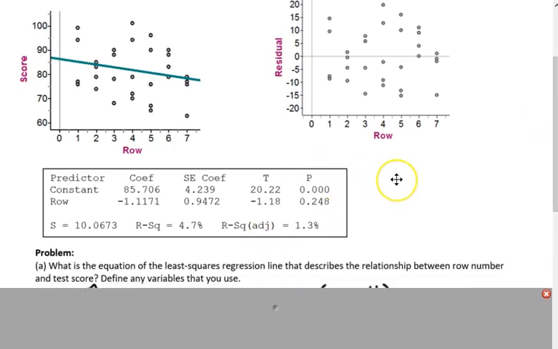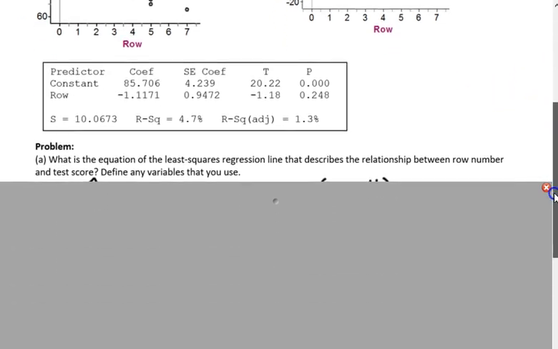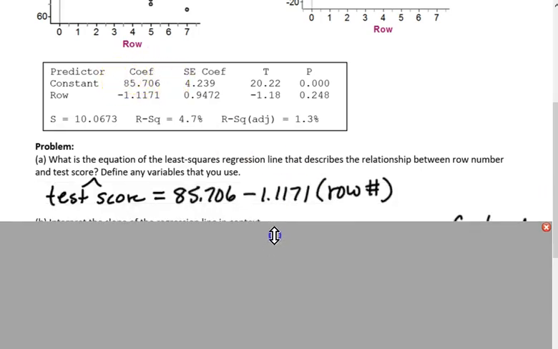First of all, what is the equation of the least squares regression line? Looking at the data, remember, row number would be our x value. This would be the slope because that's next to x. The constant then would tell us our y-intercept. So we would have test score hat, the predicted test score, is 85.706 minus 1.1171 times the row number.